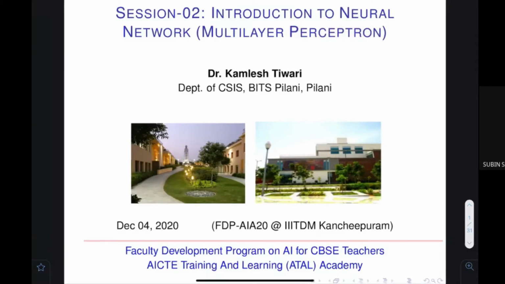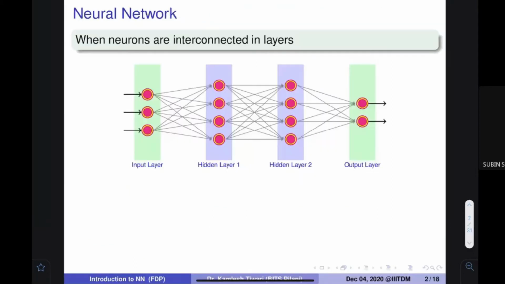In this session, we are going to talk about how we can combine these perceptrons, and what the meaning of combining is. What kind of different problems were we not able to solve there, that we can solve now. So let us start our discussion.